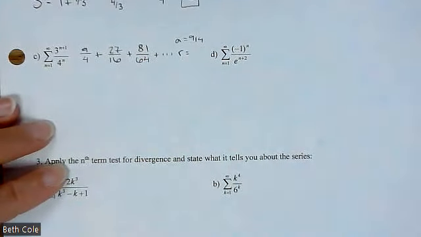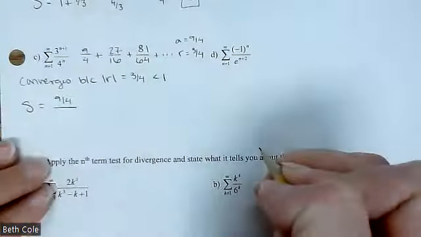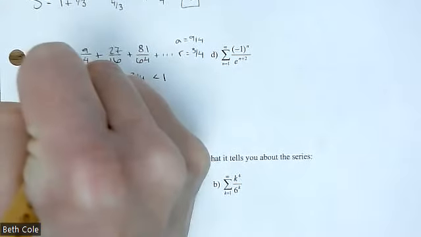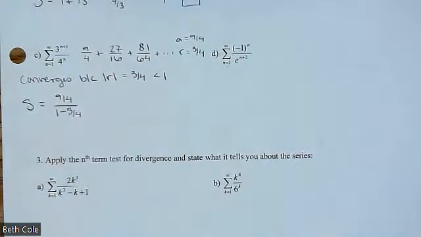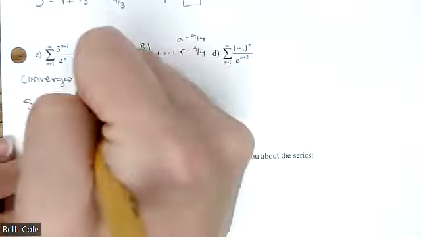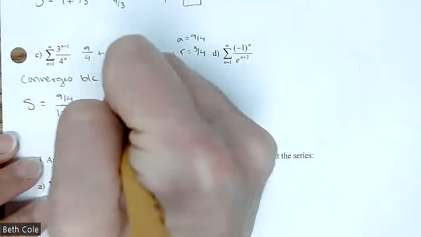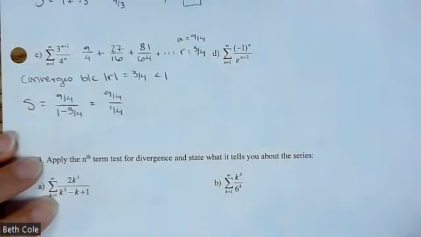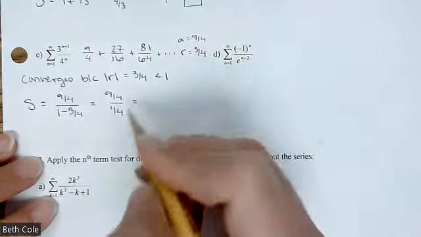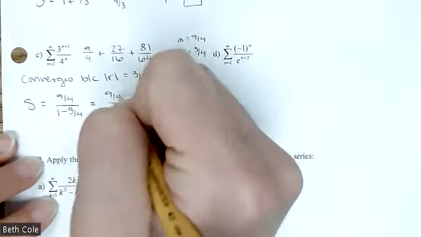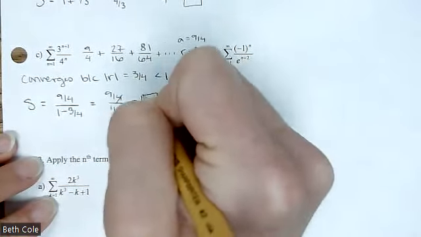When you set it up, it'll be 9/4 over 1 minus 3/4. So that's 9/4 over 1/4. What happens to the 4s? So it's 9 over 1, which is just 9.